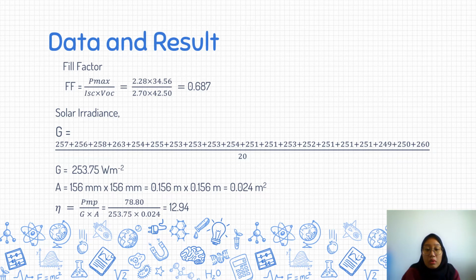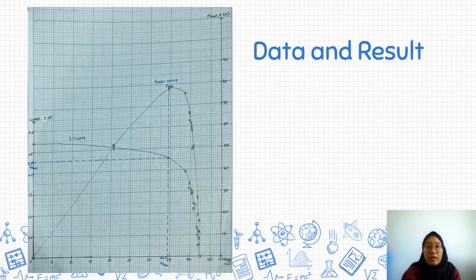So to calculate the efficiency, we have to use the formula PMP over G multiplied by A. We will take the value 78.80 as it is the maximum power value obtained, and we take the value G, which is 253.75 and value A 0.024. Then we will calculate and we gain 12.94. As the experimental data is obtained, we can sketch the IV curve and PV curve. As both curves are sketched, IMP, VMP and P max are obtained.